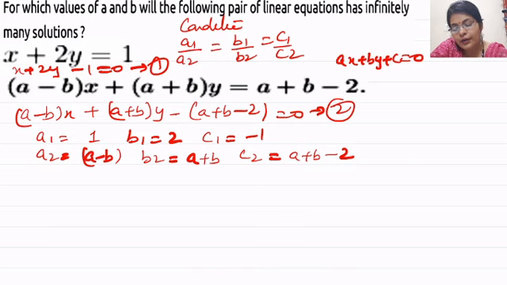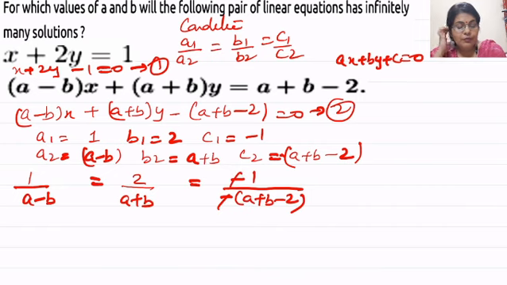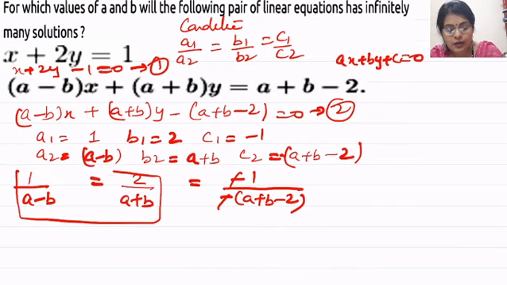What is A1? 1 upon A2, a minus b, is equal to B1, 2 upon a plus b, is equal to minus 1, and here also minus is there, minus 1 upon minus (a plus b minus 2). So now we have to take two equations and solve. First we will take this equation and solve. Then what will it become? a plus b is equal to 2a minus 2b. So minus 2b goes here.